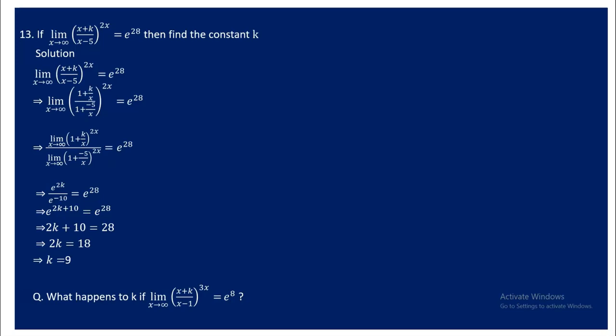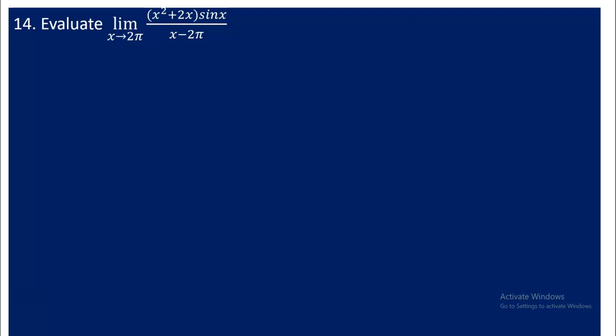Now what comes next is question number 14, and that is another question. You are asked here to evaluate this limit of (x squared plus 2x sin x) over (x minus 2 pi) as x approaches 2 pi. Can I use direct substitution here, students? I can't, because if I use direct substitution, 2 pi minus 2 pi comes to 0, and everything goes to 0 over 0. It will be an indeterminate type of limit, 0 over 0 form.